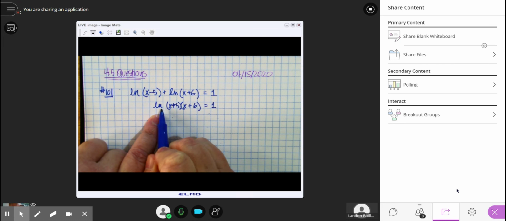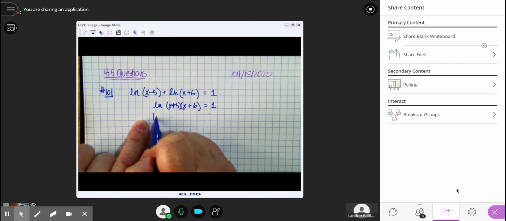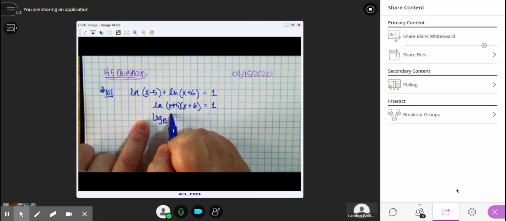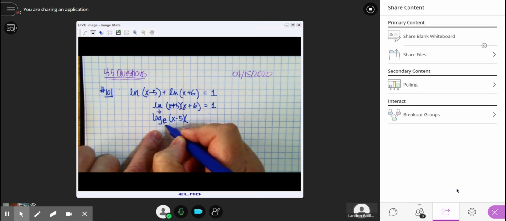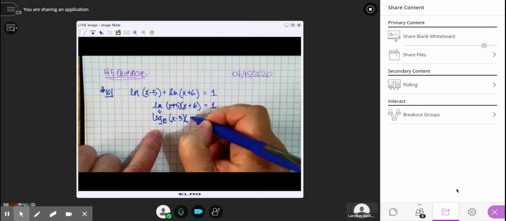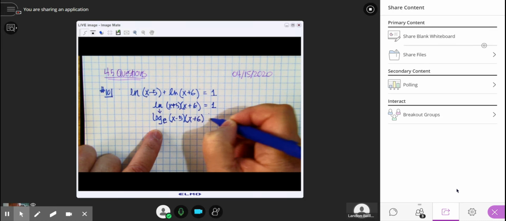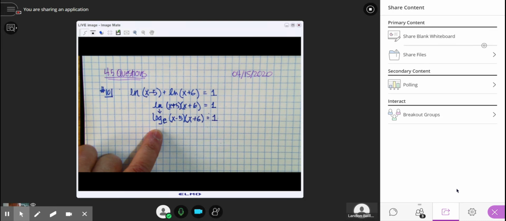Okay, so the natural log is just another way of writing log base e. Log base 10 is the common log. ln is a log base e. It's an ln.